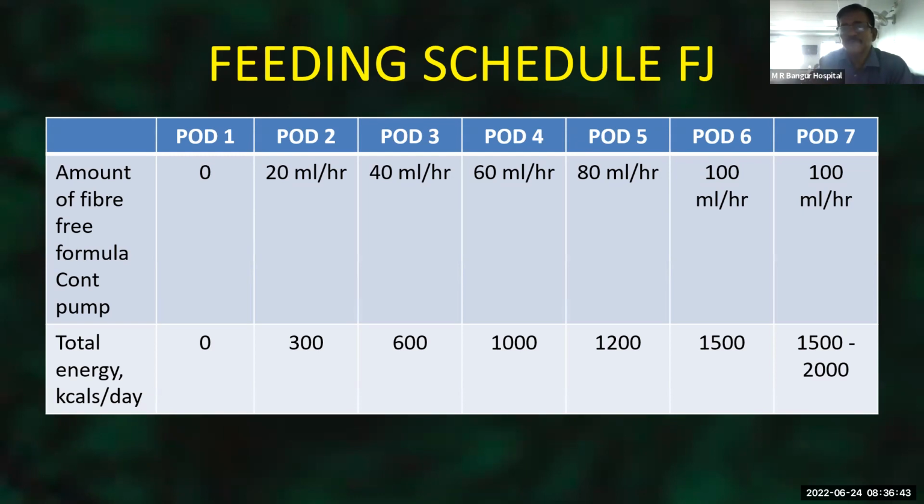Suppose you give 60 grams of protein. That is supposed to give you 240 kilocalories. But you don't count that amount of calories for the total calculation. We keep the protein aside, separate.